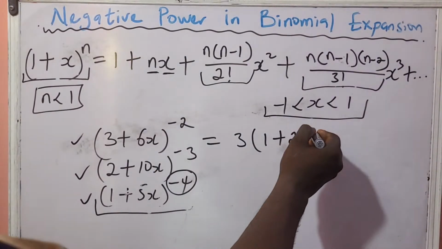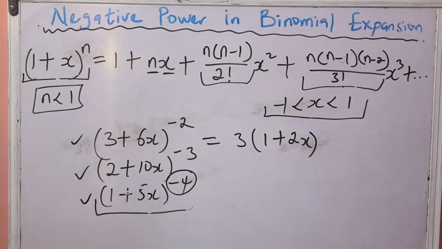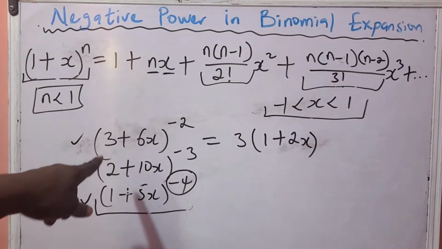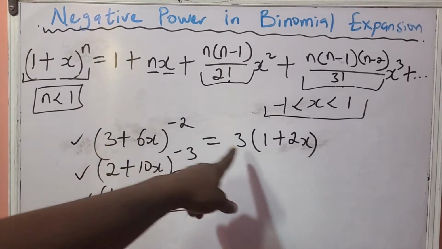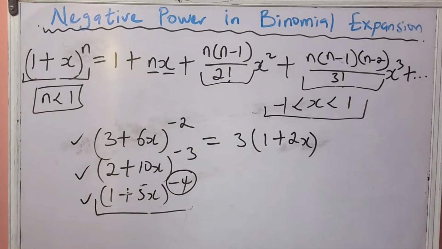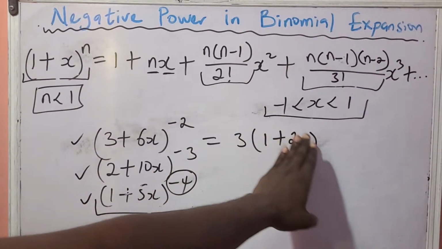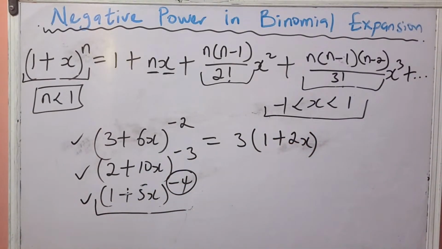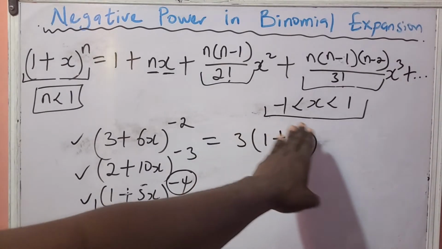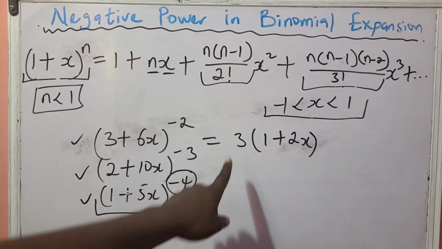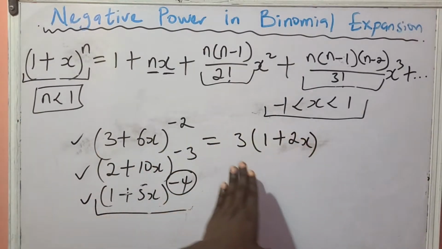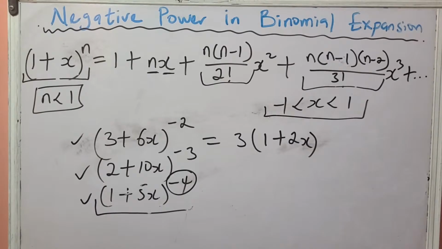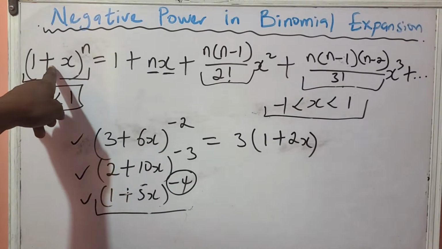Now, look at it. I've been able to redo my 3 plus 6x. I have made it now 3 into bracket 1 plus 2x. Now, this thing I wrote here, I believe nobody following me argues that this is still the same thing as 3 plus 6x, because 3 times 1 is 3, 3 times 2x is 6x. So I just changed the format. I re-expressed it in such a way that, because don't forget, I want to conform it to this format.